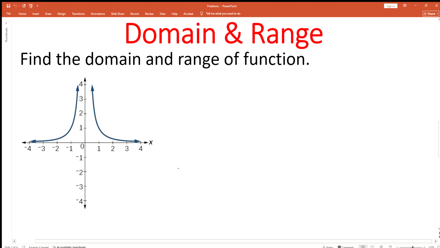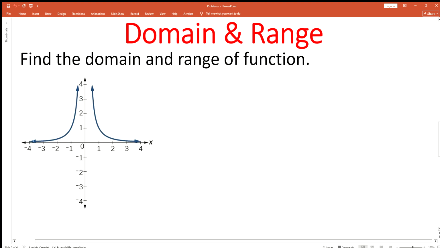In this video, we'll find domain and range of a function from its given graph. As you can see, the given graph is in the form of two curves. One curve is in quadrant 1, the other curve is in quadrant 2.